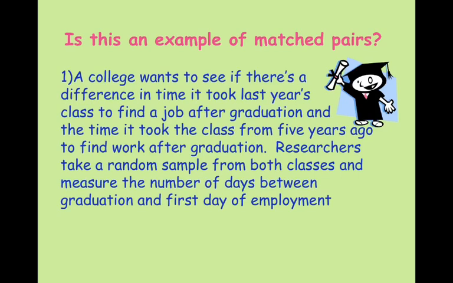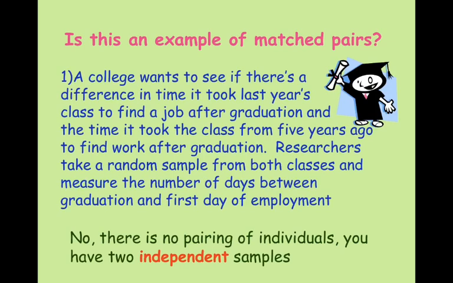Is this an example of matched pairs? The correct answer is no. There is no pairing of the individuals. We have two independent samples. We've got an independent random sample from 5 years ago and an independent random sample from last year. There is no dependency, so this is not an example of a matched pairs test.